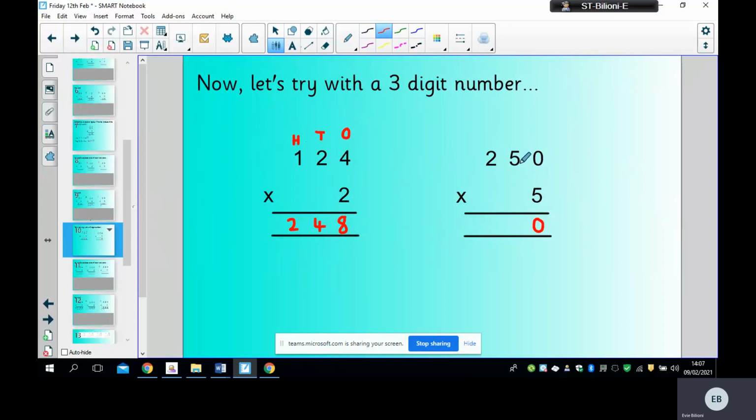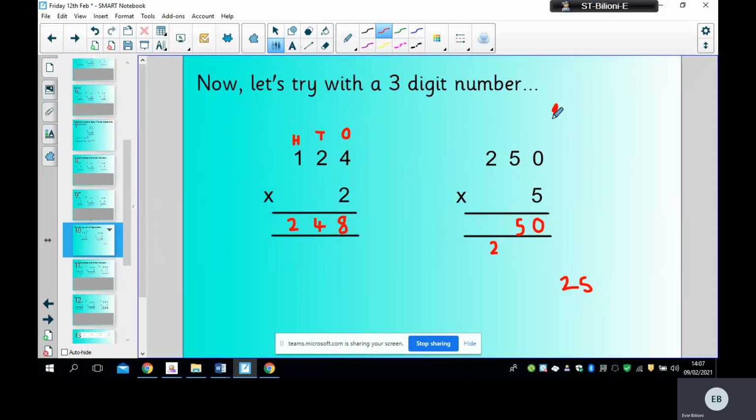So then we're going to move on to our tens column, and we're going to do 5 times 5 is 25. So when I look at the number 25, this 5 is going to stay in my tens column, but this 2 needs to go underneath my hundreds. So then we're going to move on to my hundreds equation. We're going to times 2 by 5, which is 10. And I need to add my 2 to it. So we're going to have 12.